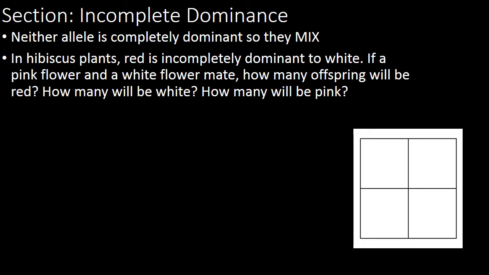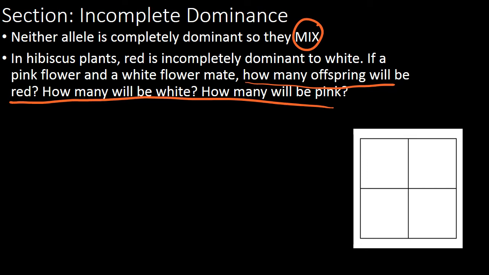Alrighty. Our next section is going to be for non-Mendelian genetics. Non-Mendelian genetics, the first section is incomplete dominance. For incomplete dominance, neither allele is completely dominant, so they mix. So for this example, in hibiscus plants, red is incompletely dominant to white. If a pink flower and a white flower mate, how many offspring will be red? How many will be white? How many will be pink? Underline your questions.